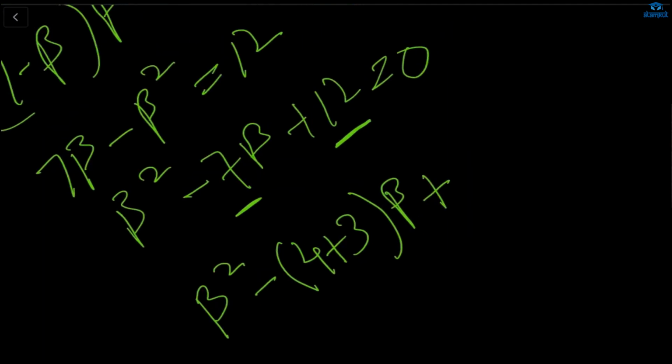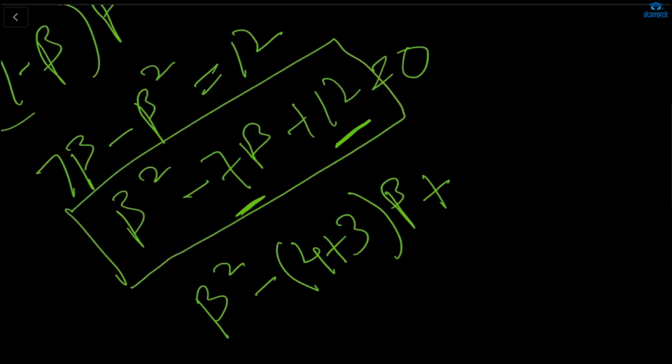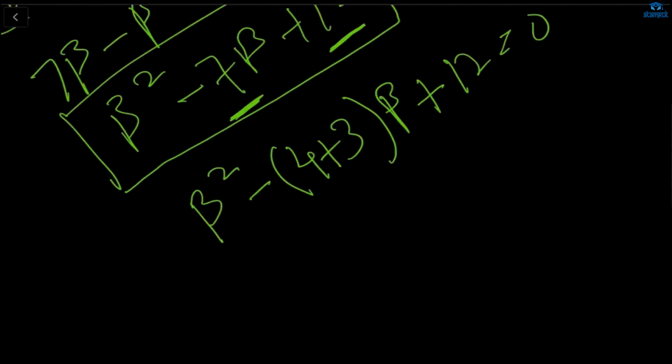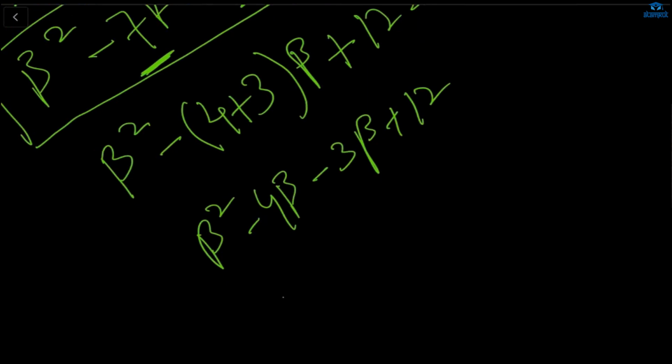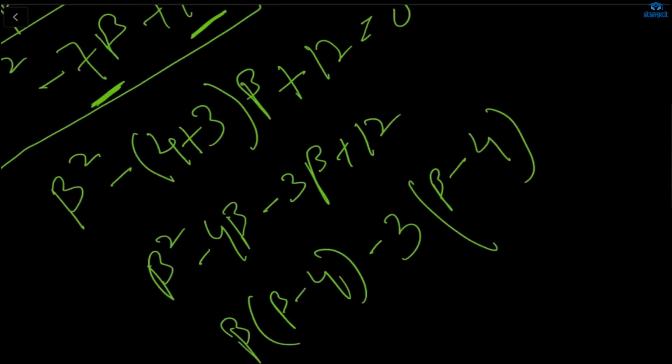Everybody, any doubt how I am splitting? This is a quadratic polynomial. In a quadratic polynomial, the x coefficient is the sum of the zeros, and the constant is the product of the zeros, because here the coefficient of beta square is just 1. So we got beta square minus 4 beta minus 3 beta plus 12 is equal to 0. You can take beta common, so it will be beta minus 4, and again take minus 3 common, so minus 3 into beta minus 4. Same value.